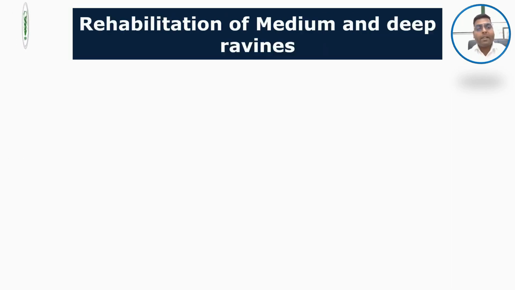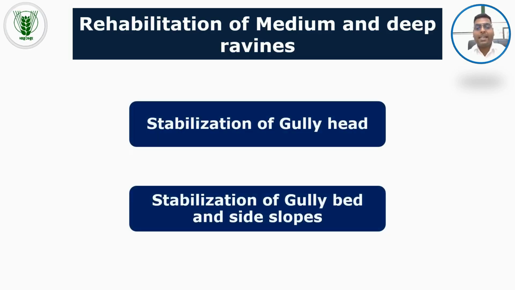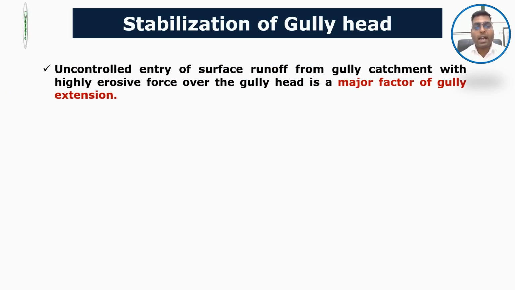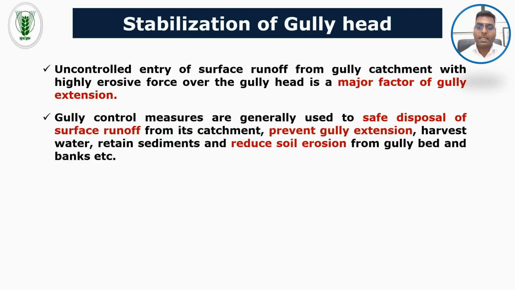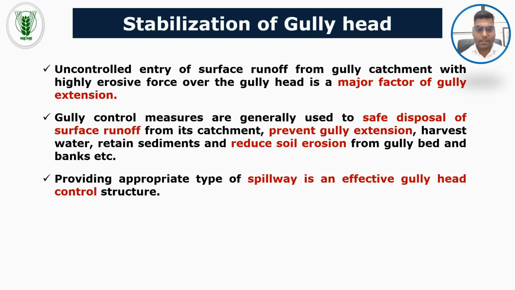For deeper ravines, we focus on stabilizing the gully head, gully bed and side slopes. First we will discuss the stabilization of the gully head. Uncontrolled entry of surface runoff from the gully catchment with highly erosive force over the gully head is a major factor of gully extension. Gully control measures are generally used for safe disposal of surface runoff from its catchment, to prevent gully extension, harvest water, retain sediments and reduce soil erosion from the gully bed and gully banks.